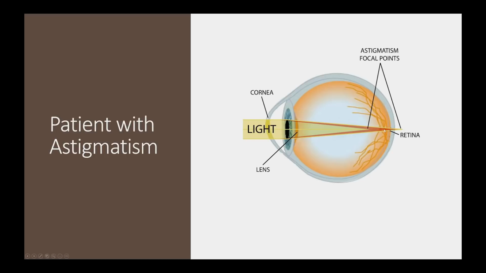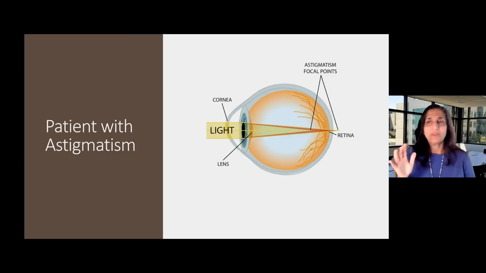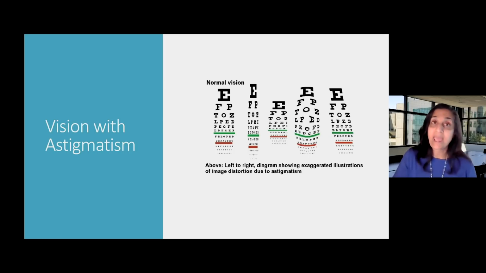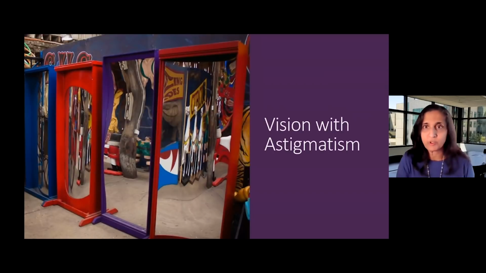And the retina then gets different images, all blurred, but those multiple blurred images hitting the retina cause not just blur, but also distortion. So the vision with astigmatism is a little bit distorted as well as blurred, kind of like looking through those circus mirrors or carnival mirrors.